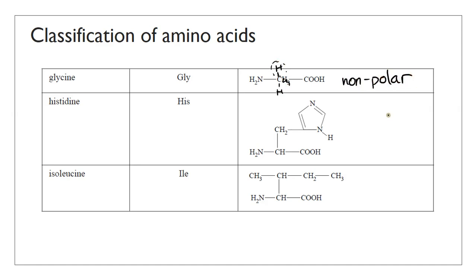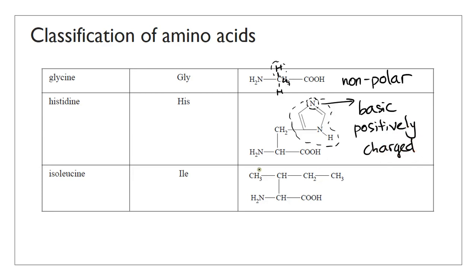The next group is histidine. Now if you look at histidine, it has this gigantic ring with N and then NH, and it's really this N that can gain an extra hydrogen. So histidine is considered basic, and it can be positively charged in water.